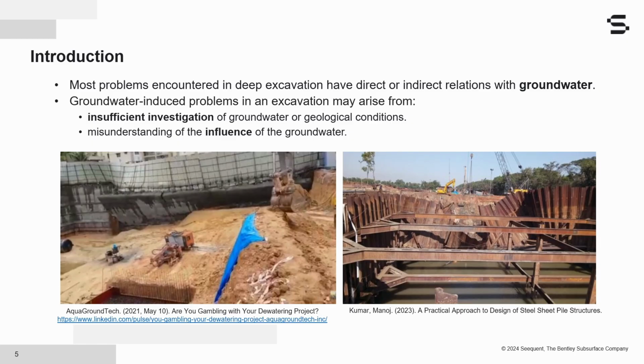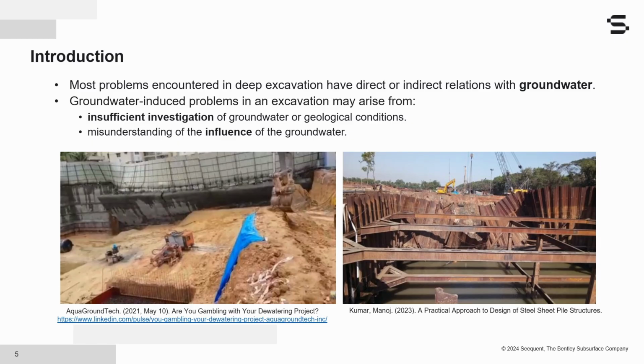Of course, there are many investigations according to which most problems encountered in deep excavation have direct or indirect relations with groundwater. Therefore, whether groundwater has been properly dealt with is obviously a crucial point for the success of construction and excavation, more specifically. One of the many reasons why groundwater-induced problems in an excavation may arise is, of course, an insufficient investigation of groundwater or of the geological conditions, which leads to the inability to fully control the groundwater. But it may also arise from a misunderstanding of the influence of the groundwater, so that a wrong excavation method is in the end adopted.